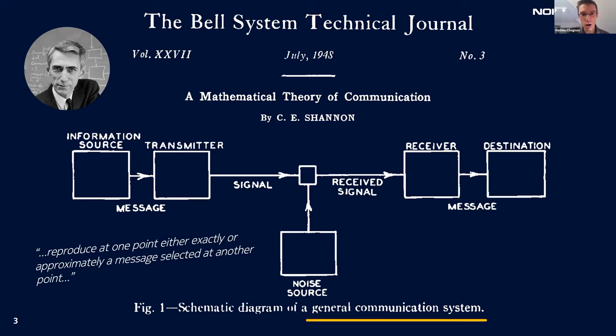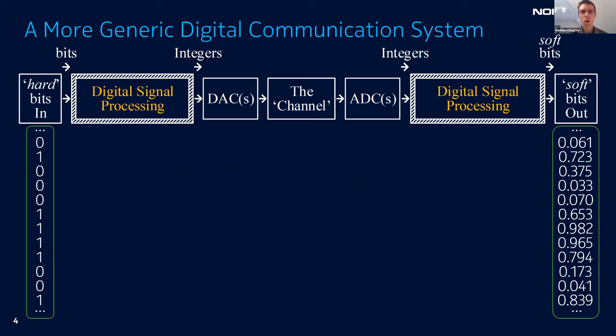And one would argue that it could be even more generic, in the sense that you could view that system as, I have hard bits coming in and I need to apply some digital signal processing. It's digital because the bits are digital, and it's digital because the output of the DSP at the TX are integers that I'm sending to a DAC, right? So it's hard bits in, hard integers out. That's the task of my DSP at the TX.